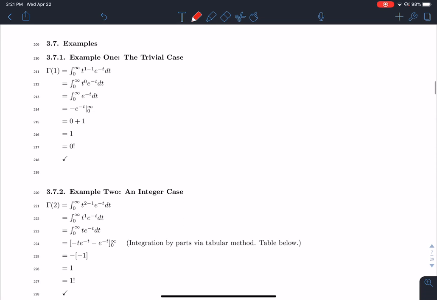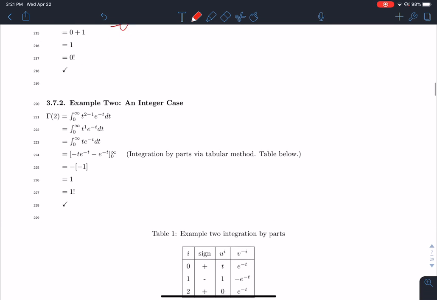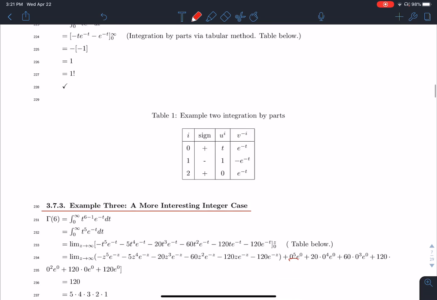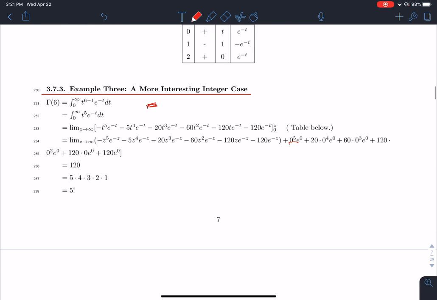Okay, so if we want to actually calculate some of these, it would be nice to actually see it in action. We're not going to do this one because it's too simple. Let's do this one. It's kind of an interesting one. So let's take gamma of 6. Hopefully we know that that should be 5 factorial. We'll see if that's true.